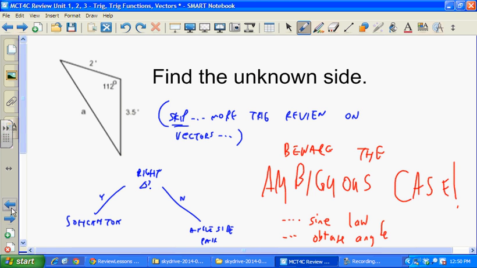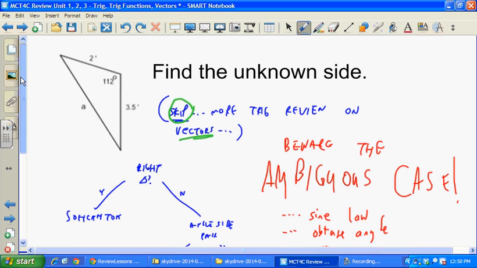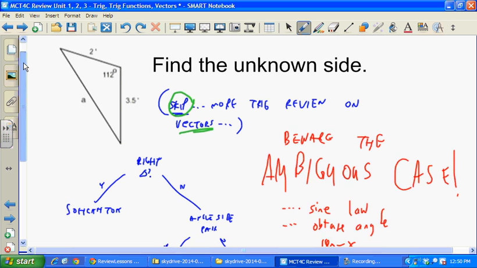A typical example, and I've got a whole bunch of scribbling on here, is find the unknown side. This was review of grade 10 and grade 11 trig, so I'm not going to do it. We're going to see a trig example when I review vectors, so I'm going to skip this.